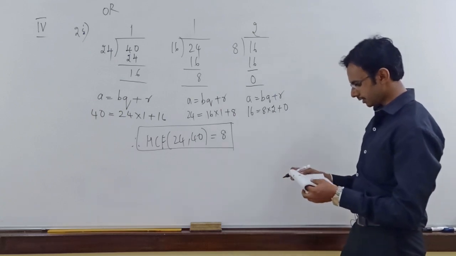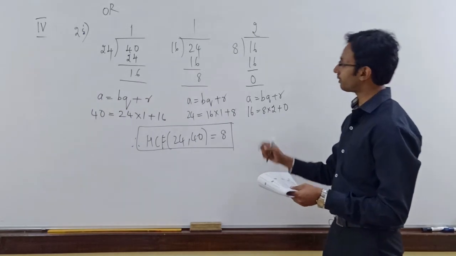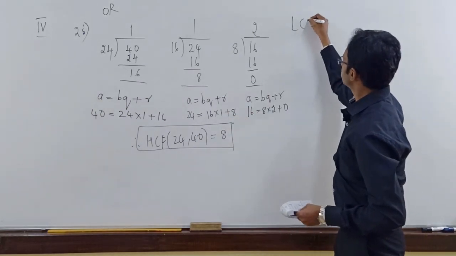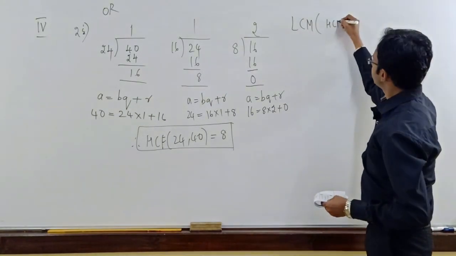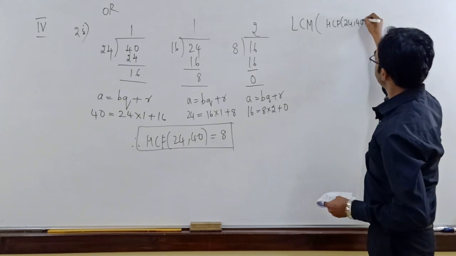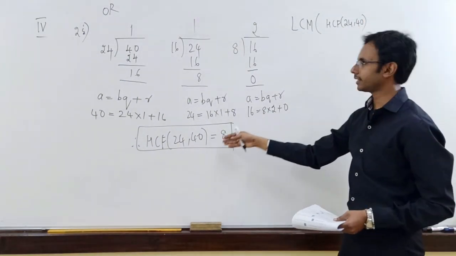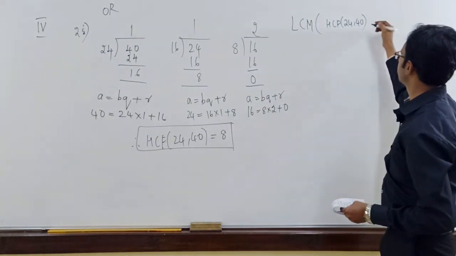The remaining segment is they are asking us to hence find the LCM of HCF of 24 and 40, and 20. So what they are asking us is you should find the LCM of HCF of 24 and 40. Indirectly they are confusing you. HCF of 24 and 40 we have already calculated. They would have given it directly here. Since we have not been given the answer, they are going in this way.